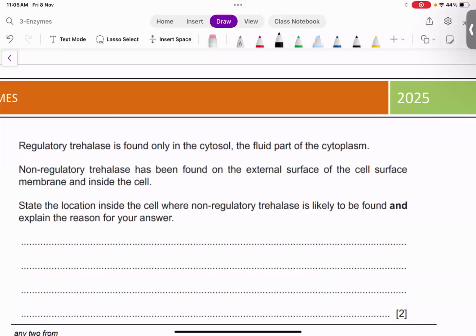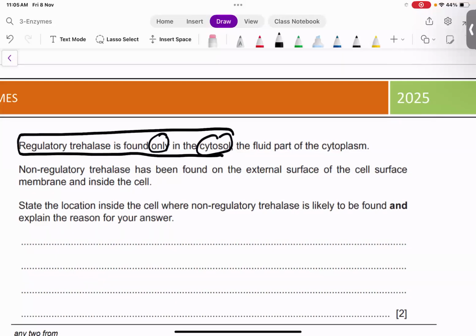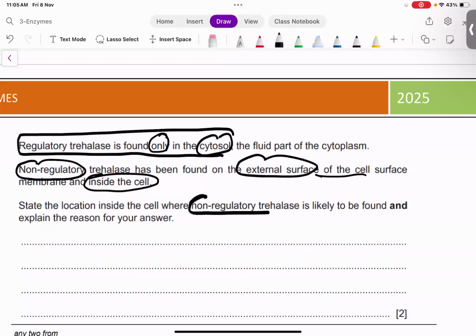Regulatory trehalase is found only in the cytosol. Cytosol is a fluid part of the cytoplasm. And non-regulatory trehalase has been found on the external surface. Non-regulatory is found on the external surface of the cell and inside the cell. State the location inside the cell where non-regulatory trehalase is likely to be found and explain the reason for your answer. So where is this non-regulatory trehalase found in the cell?